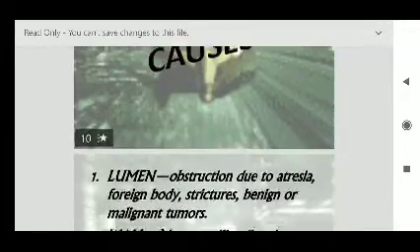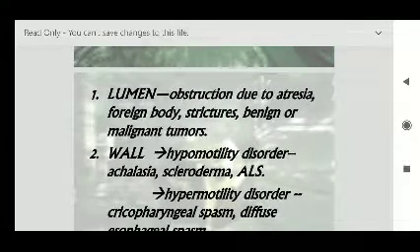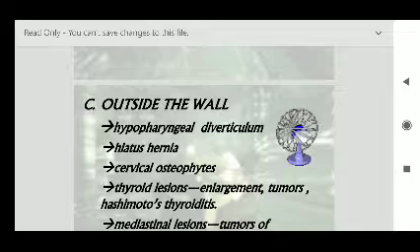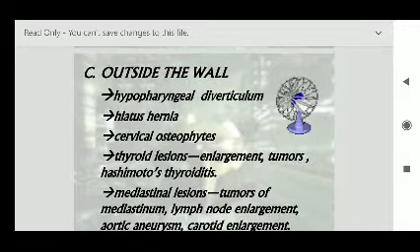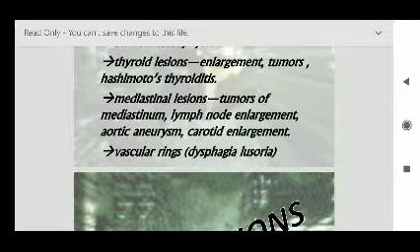Coming on to the esophageal causes, it can be obstruction in the lumen due to atresia or an impacted foreign body; in the wall, stricture, benign or malignant tumor. Hypomotility disorders: achalasia cardia, scleroderma, amyotrophic lateral sclerosis. Hypermotility disorders: cricopharyngeal spasm, diffuse esophageal spasm. Outside the wall, it can be because of hypopharyngeal diverticulum, hiatus hernia, cervical osteophytes, thyroid lesions, enlarged tumors, Hashimoto's disease, mediastinal lesions, tumors of the mediastinum, lymph node enlargement, aortic aneurysm, carotid enlargement, vascular rings.